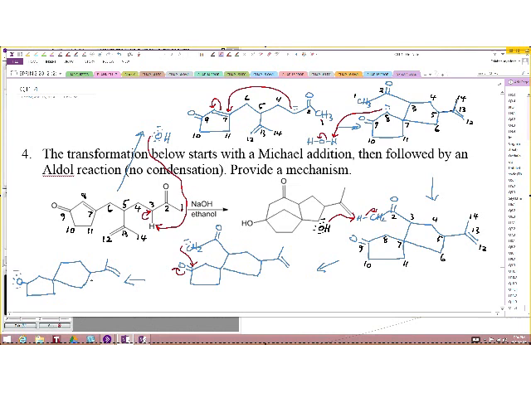Okay, so we now form this. Now, what is the next thing that will happen to get to the product? Let me get all of this out of the way. This is where we want to go. What will happen now?